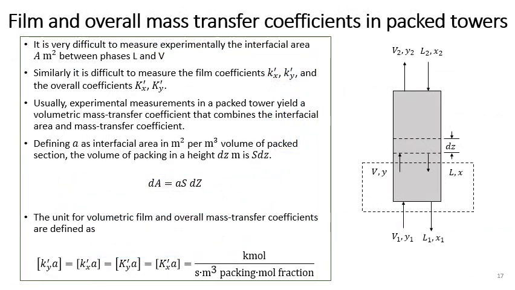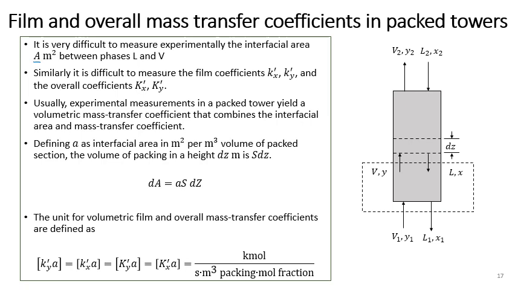Okay, so let's talk about the film and overall mass transfer coefficient in packed tower. Actually, it is very difficult to measure experimentally the interfacial area between the phases, liquid and gas. Very difficult. I mean, you can imagine if you have gas and liquid inside the column, how are you going to measure the interfacial area between the gas and liquid phases? You can't really see the barrier between the gas and liquid phase.